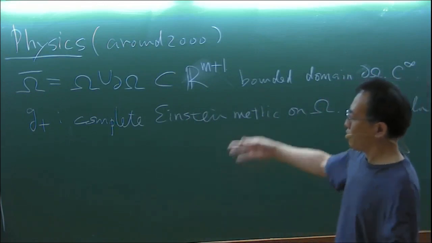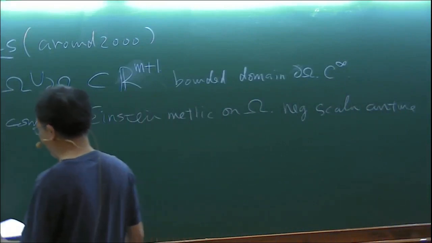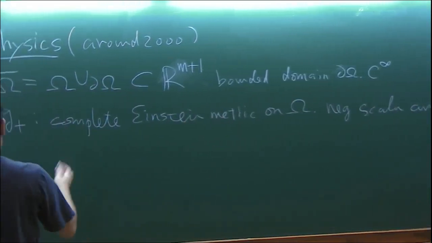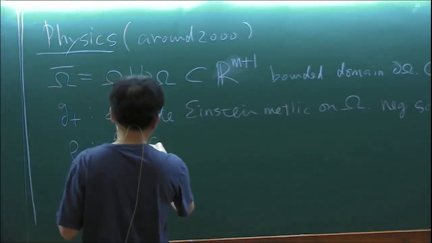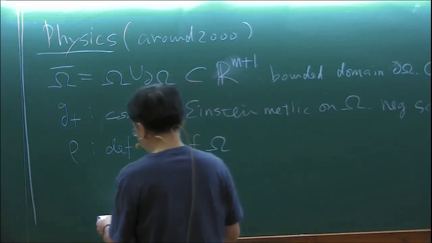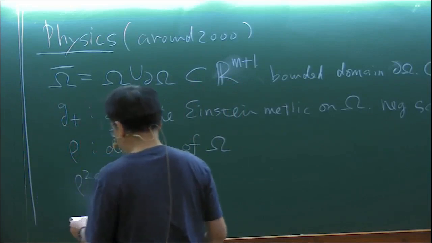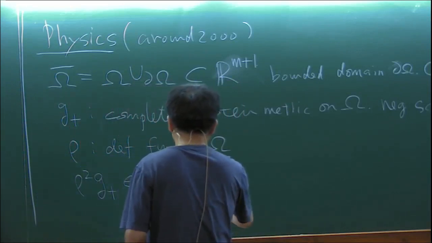So I don't talk about existence. This part is difficult and unsolved. But physicists don't care about this, so suppose you have such a thing. And rho is a defining function of omega. And they assume that rho squared applied to G plus is C2 up to the boundary.